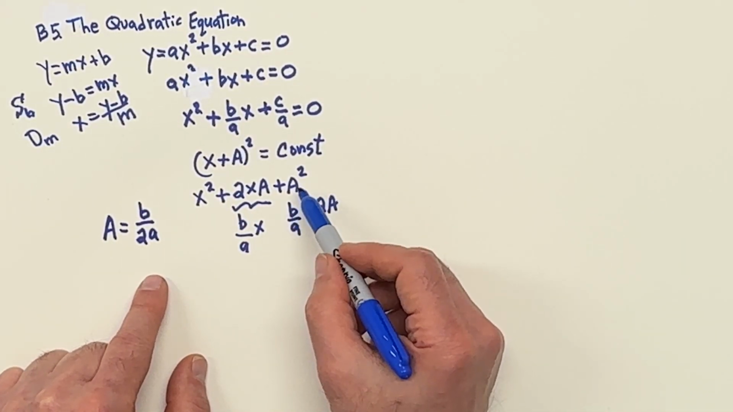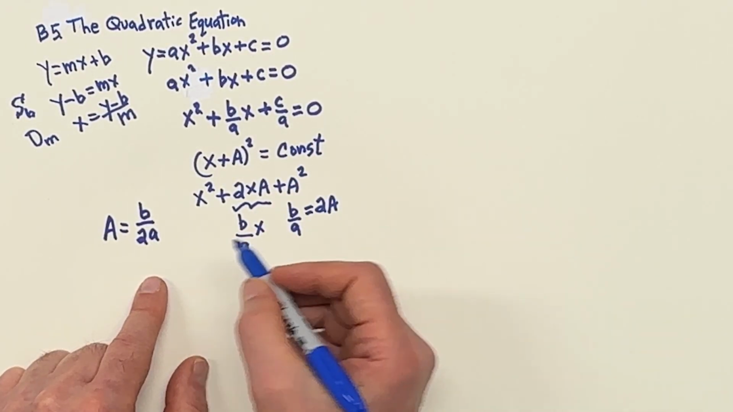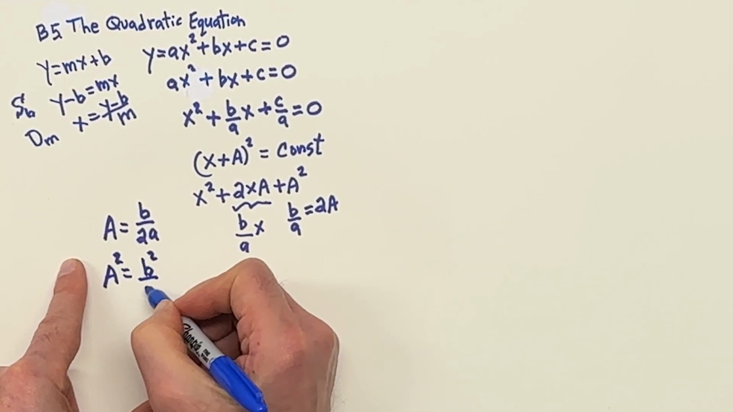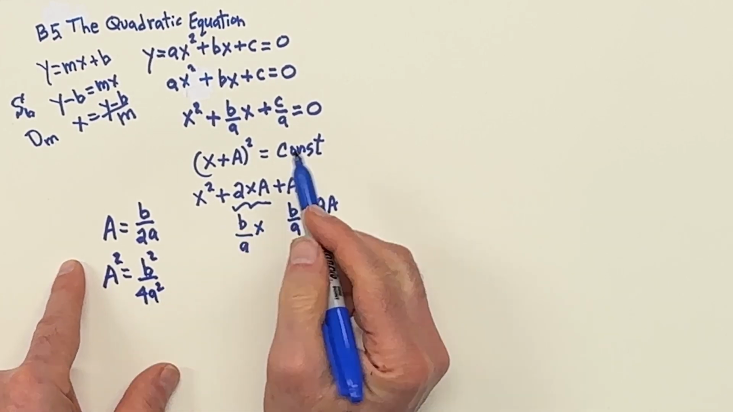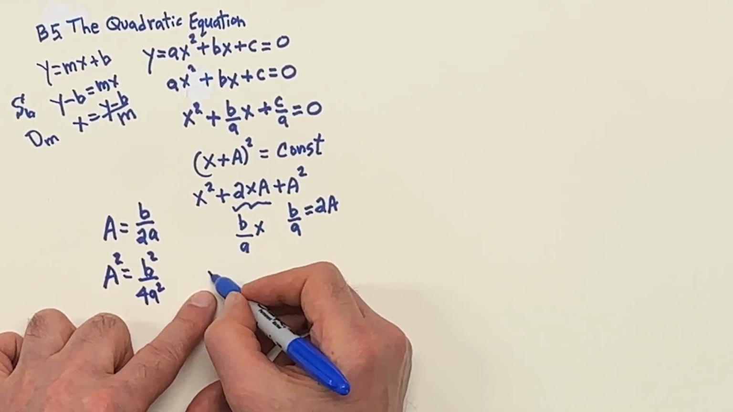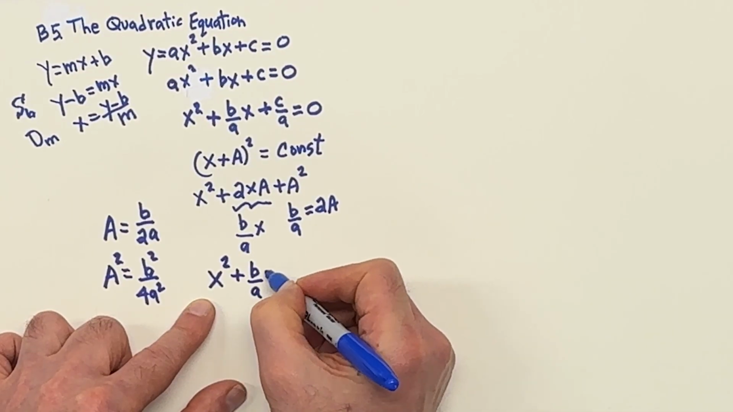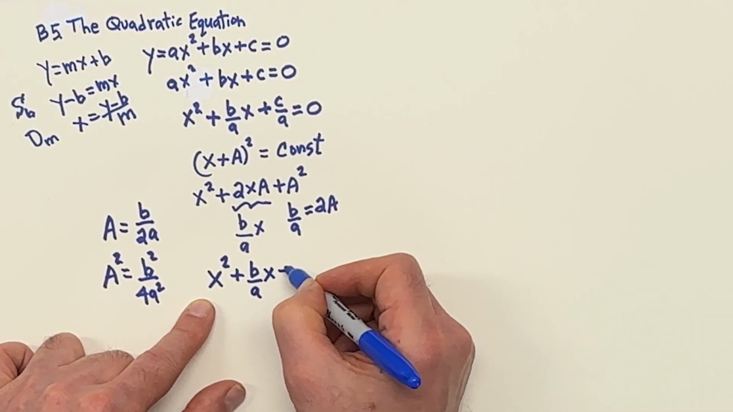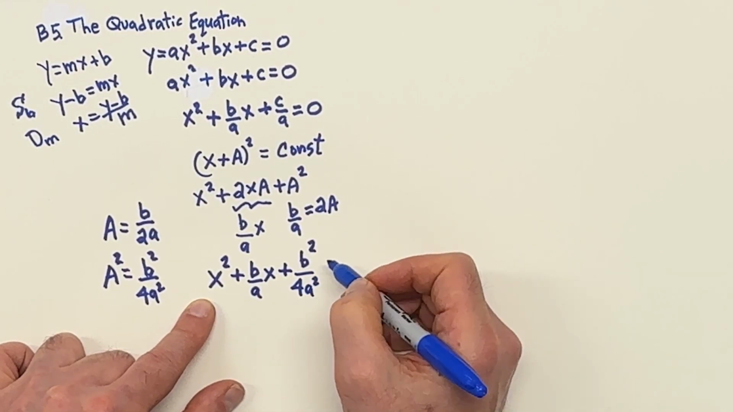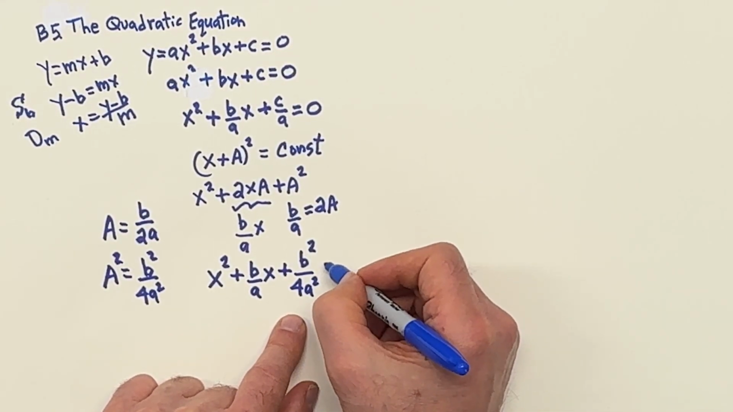But we don't have this A squared thing here. You need to have the A squared so that it works. So here's what we're going to do. The A squared is b squared over 4 little a squared. So we're going to put it there and then subtract it. So we can do that. We don't change anything. So we have x squared plus b over little a times x, and then we're going to add it, plus b squared over 4a squared. Then we're going to subtract it, or we could just simply add it to both sides of the equation. So I'm going to prefer to do that.